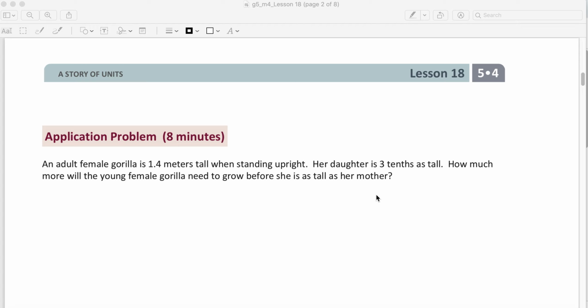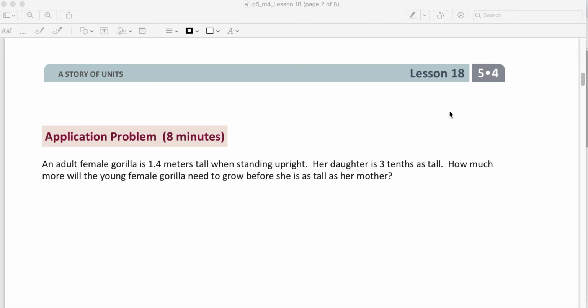Let's start with the application problem. We'll let you get to it in your book. You should already be there. And let's take a moment and do this, okay? This should be pretty straightforward from yesterday's lesson, but let's dig in. Don't forget that we're in Module 4 and we're on Lesson 18.